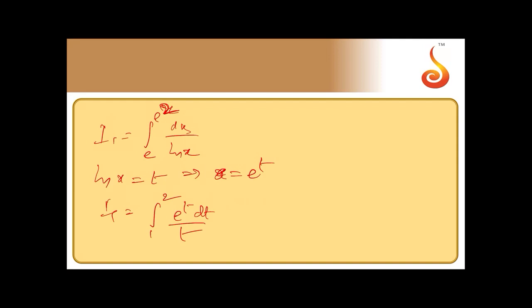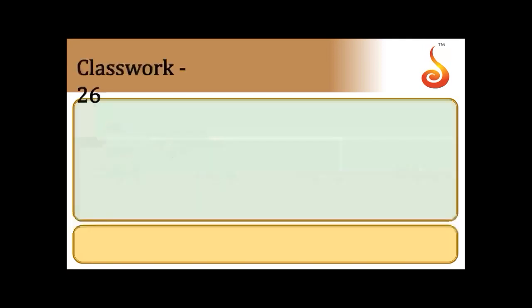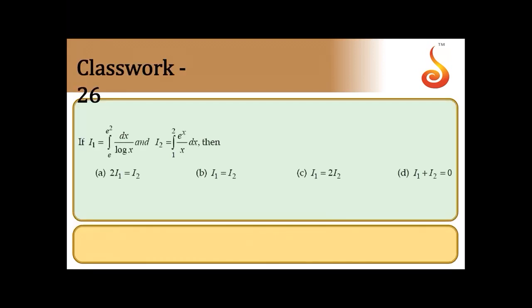Yes, of course, integral of e power t divided by t dt, isn't it the same thing you got now? Yes, of course, this is nothing but I2, and therefore the answer is I1 is equal to I2, B option. Yes, it's right.